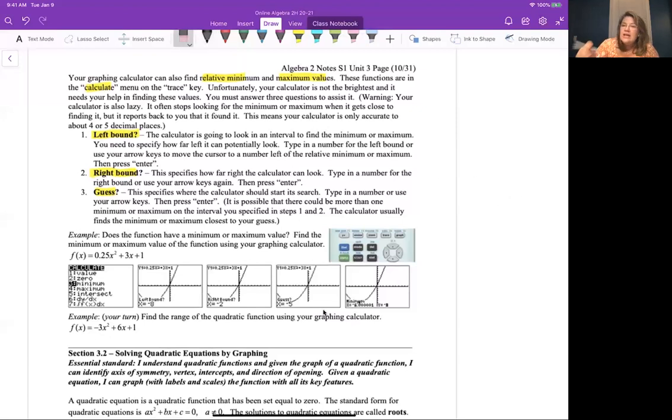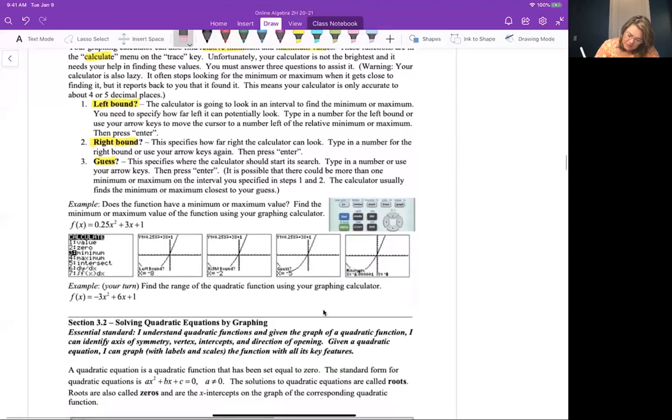In addition to that, it has to be within the window. So you can zoom in and out of your graph. You have to have the actual calculator display show the min or max that you're particularly looking for. Okay, so how do you work this?